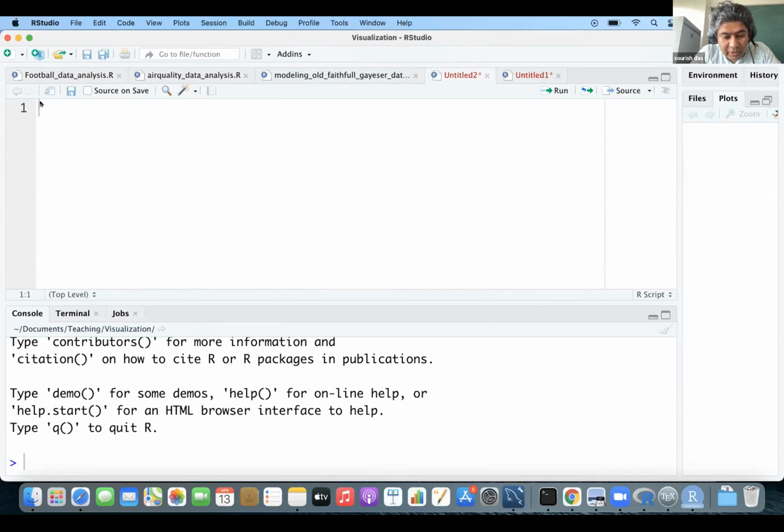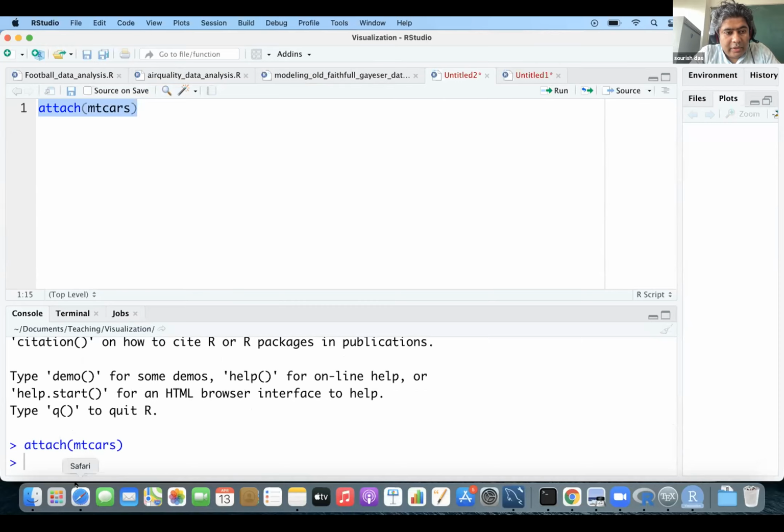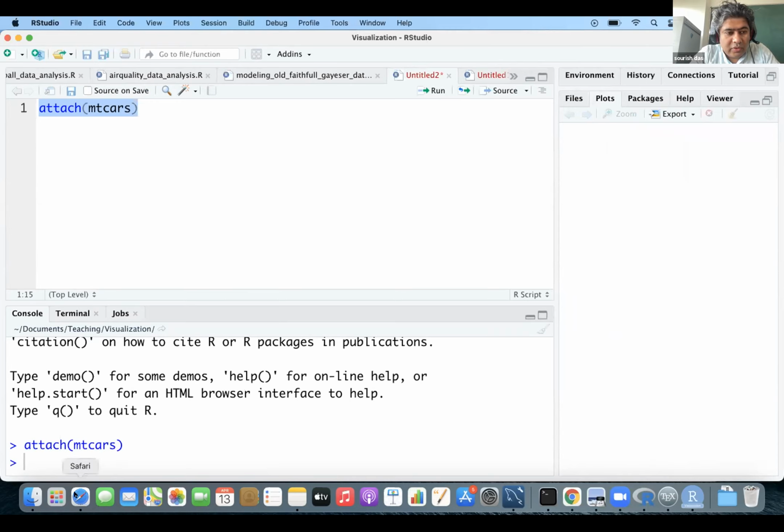Next topic, the next data set that I would like to work with is called the mtcars data set. These are all very popular data sets that we have in R.